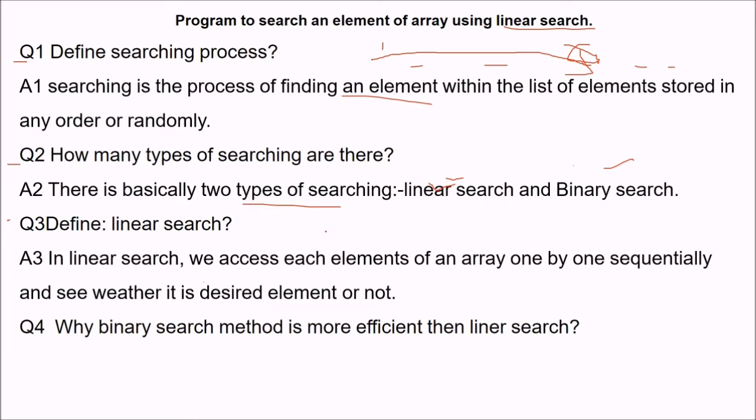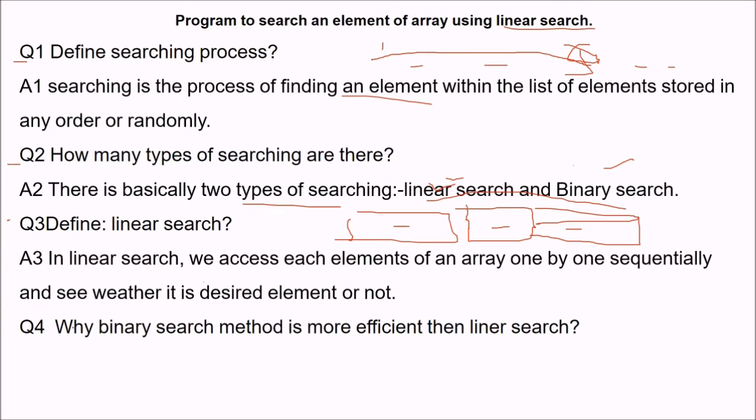In a linear search, we access each element of an array or the values one by one sequentially. Means if we are searching this element, we will be searching the next element only. We will not go to any other place to search. We are bound to search always for the value in the next upcoming value, and we see whether it is a desired element or not.